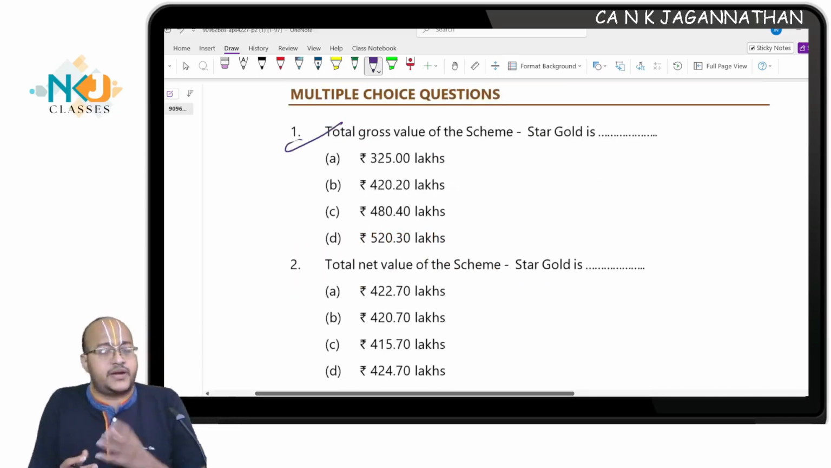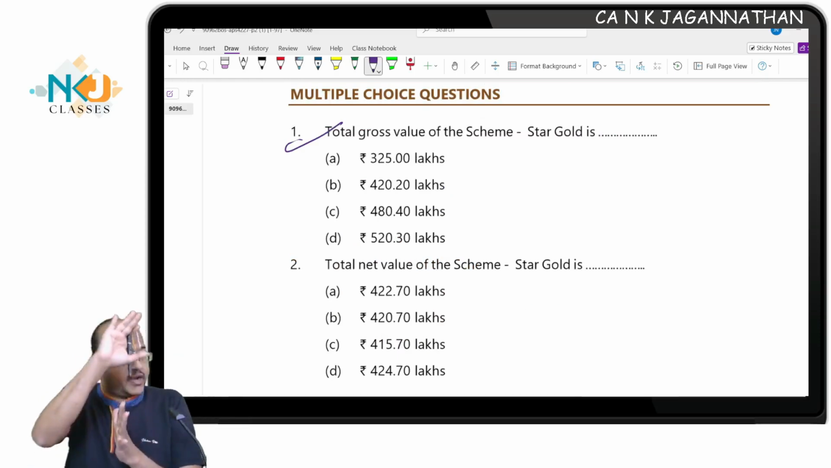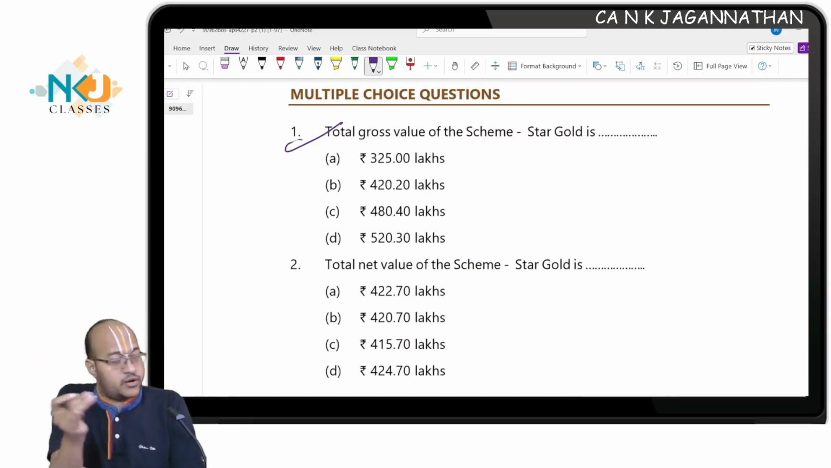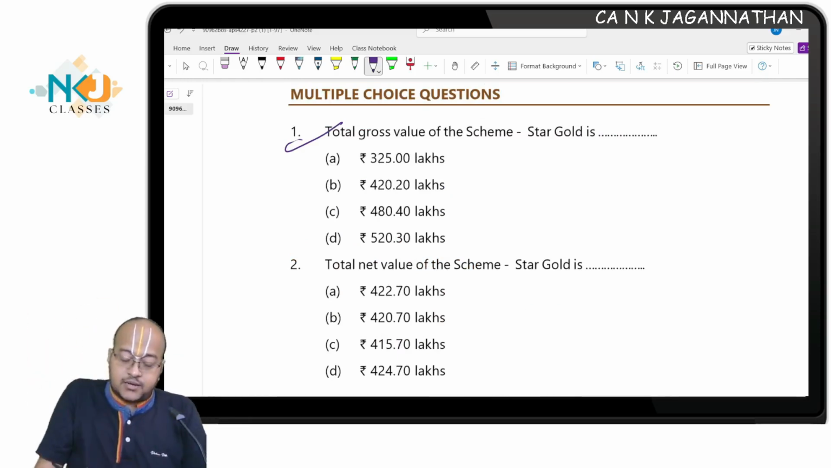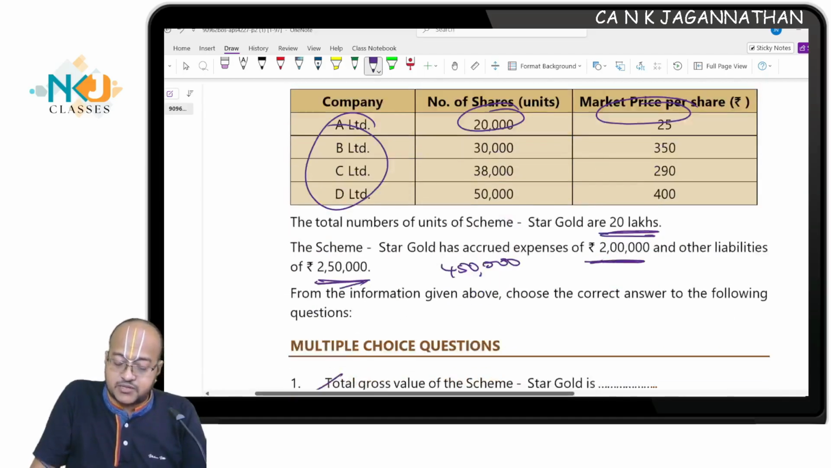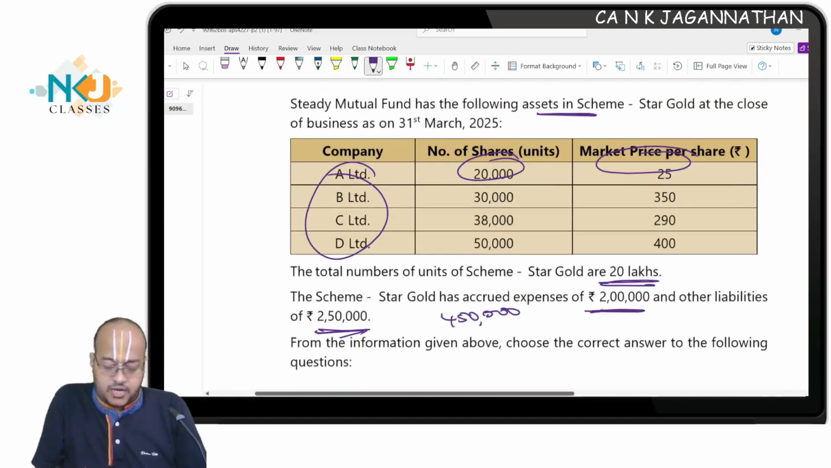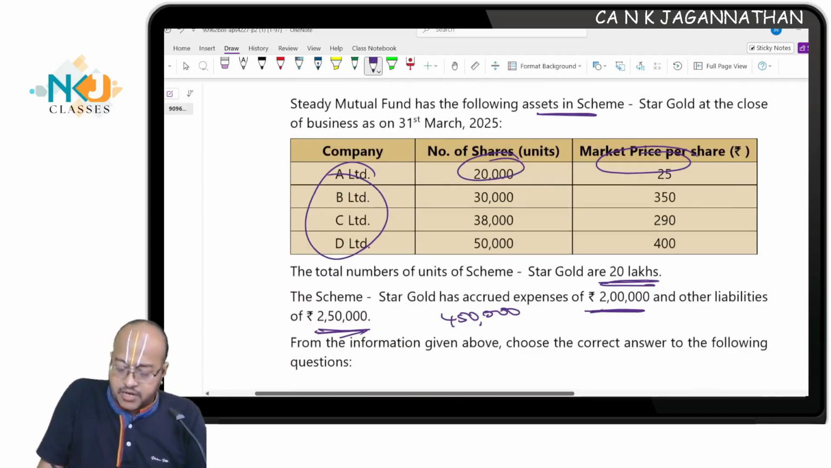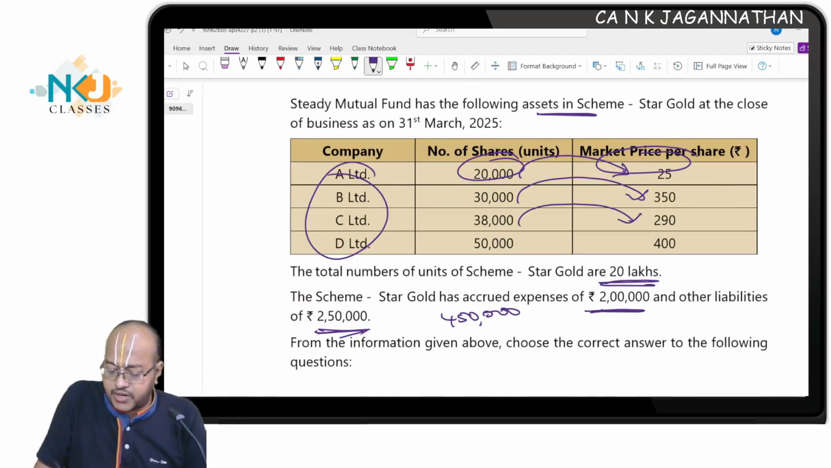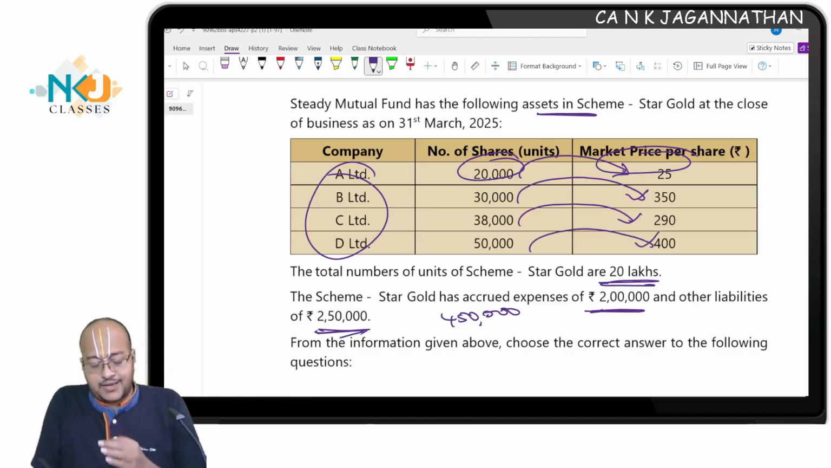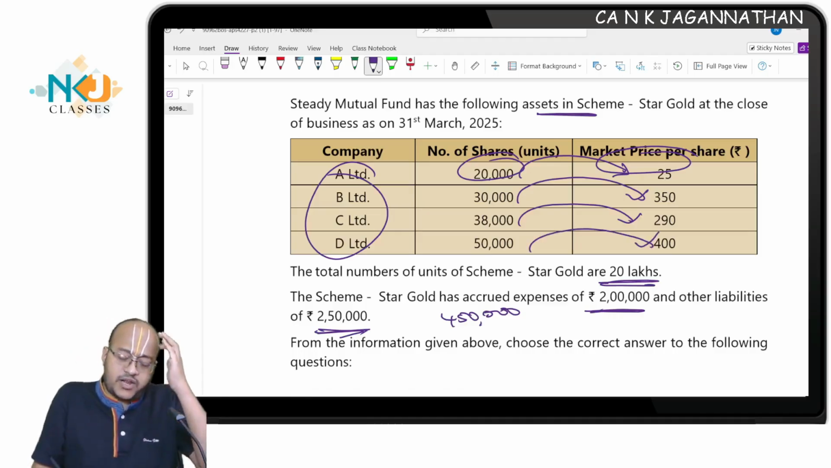Okay, in the gross value, net assets value, when you are computing, you will find out the gross market value. Then you will reduce the expenses. Here, the gross value is without reducing the expenses. So simply you will value these shares on the market price. So market value: 20,000 into 25, 30,000 into 350, 38,000 into 290, 50,000 into 400. Like this, you will find out the market value of the investments.